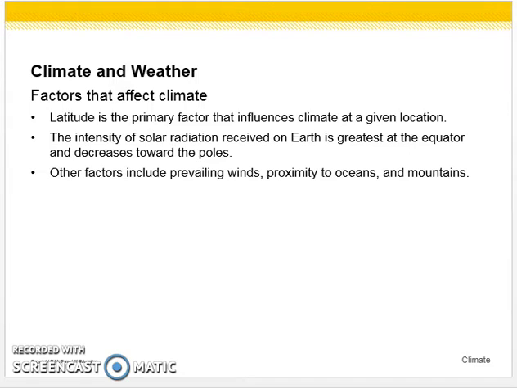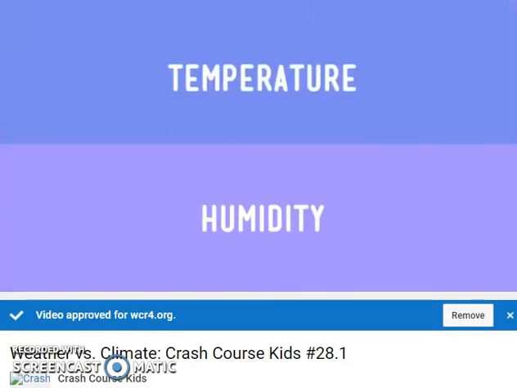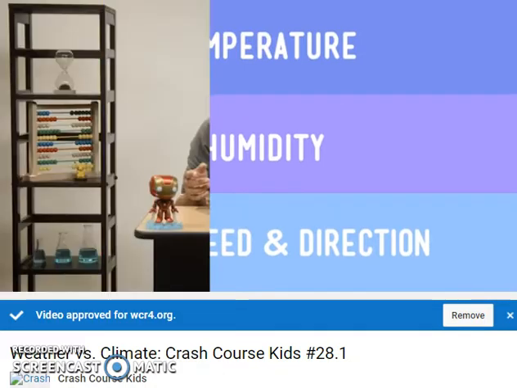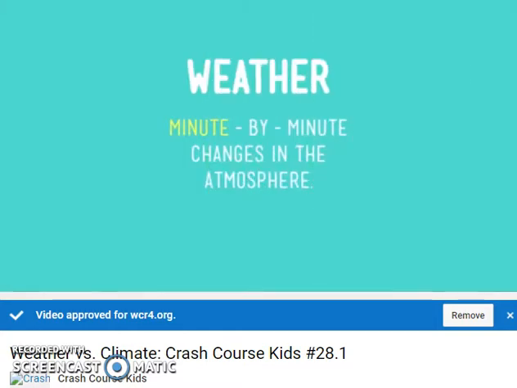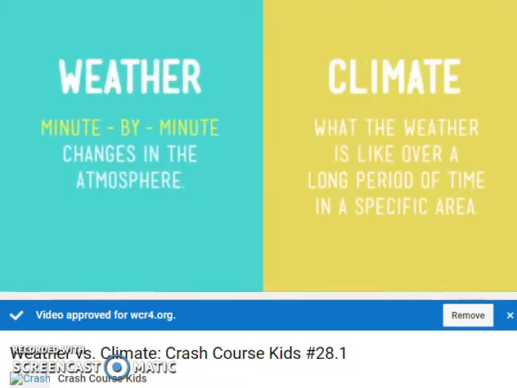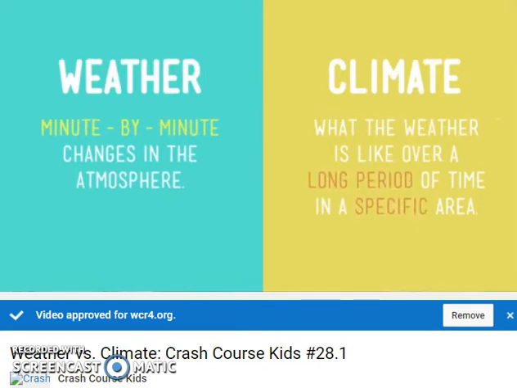Latitude is the primary factor that influences climate at a given location. The intensity of solar radiation received on Earth is greatest at the equator and decreases toward the poles. Other factors include prevailing winds, proximity to oceans, and mountains. And together they determine what the weather is like from one minute to the next and from one place to the next. These factors include temperature, humidity, wind speed and direction, and lots of other things. But when you're talking about the overall weather patterns from a certain region of the world, you're talking about the area's climate. Weather is the minute-by-minute changes in the atmosphere. Climate is what the weather is like over a long period of time in a specific area.